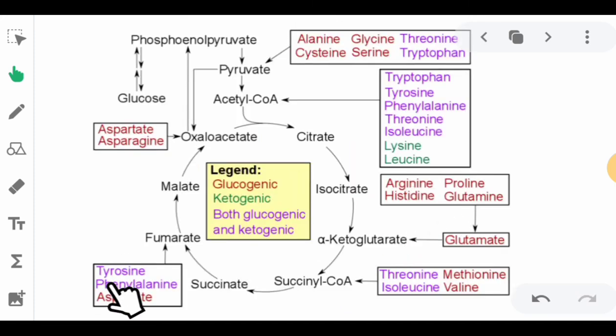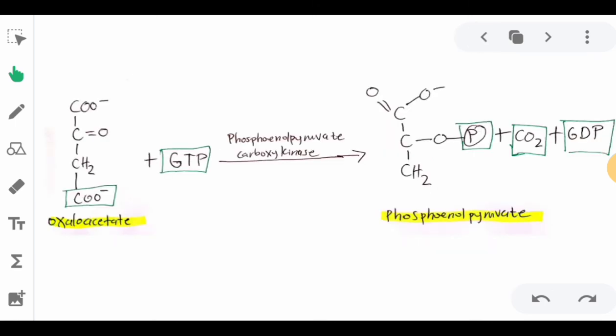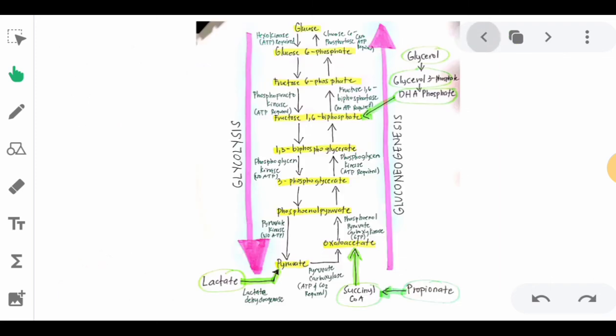And then these amino acids here, tyrosine, phenylalanine, and aspartate, will be converted into fumarate, will be converted into malate, oxaloacetate, and into phosphoenolpyruvate. And once again, if these amino acids had been converted into phosphoenolpyruvate, they will follow again the same pathway such as other non-carbohydrate materials, from phosphoenolpyruvate until glucose, in which their pathway will be catalyzed by these enzymes as well.